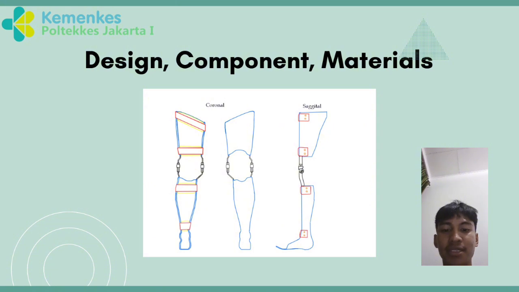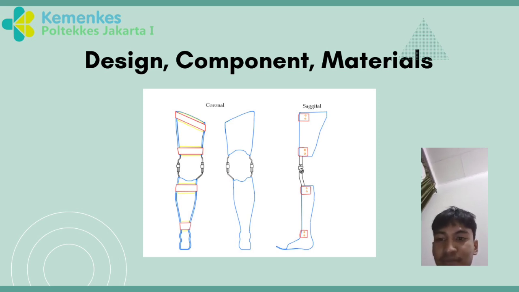Next is design, components, and materials. The design is a unilateral KAFO, using an offset and a drop lock for the knee axis, and 4 bands: a proximal thigh band and distal thigh band, and then a proximal calf band and distal calf band.